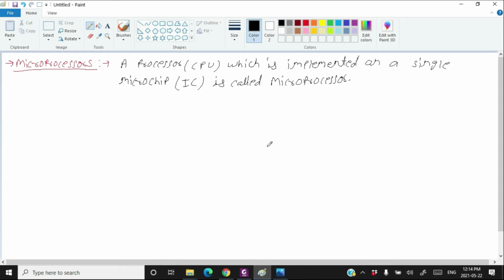So you can say that all microprocessors are ICs, but all ICs are not microprocessors. Nowadays, almost all CPUs are microprocessors. Since all CPUs nowadays are microprocessors, you can say a microprocessor is a CPU, or a CPU is a microprocessor. So both the words are interchangeable nowadays.